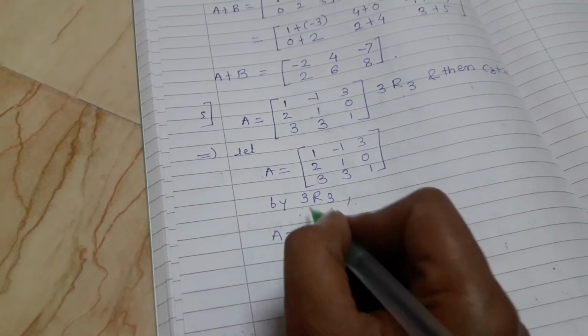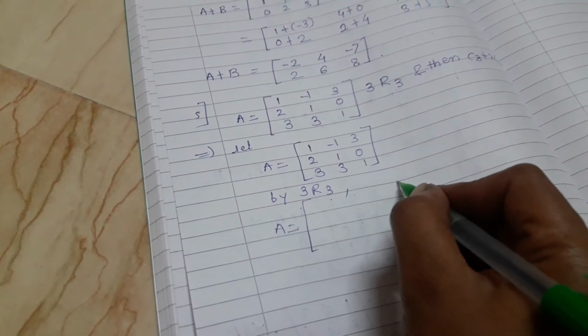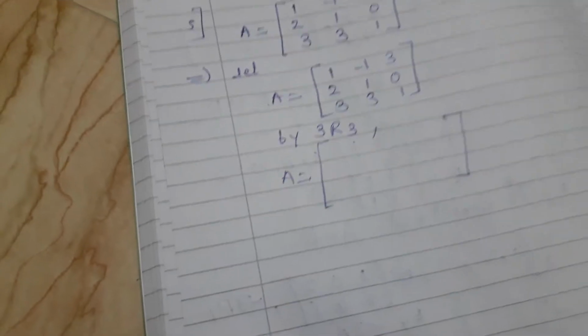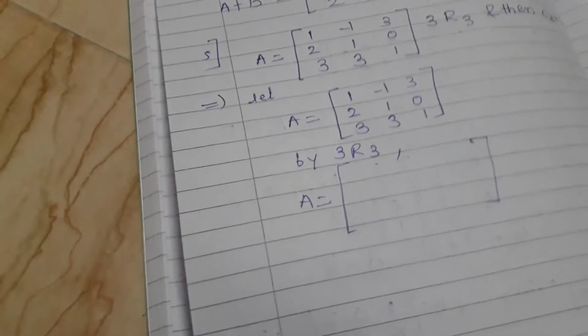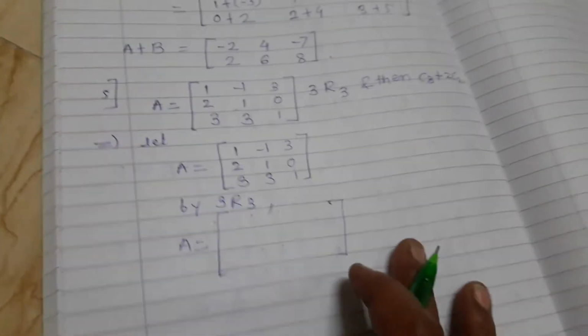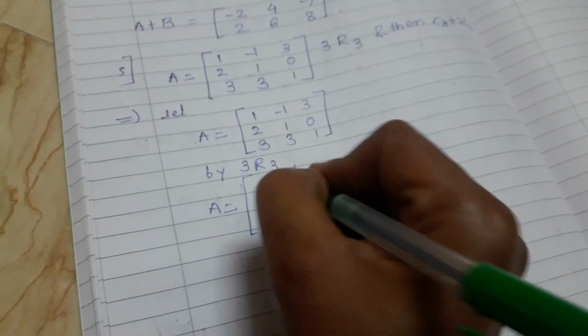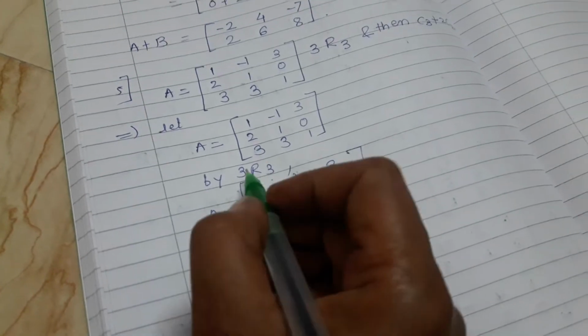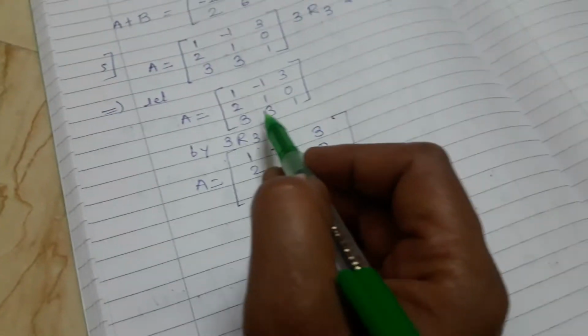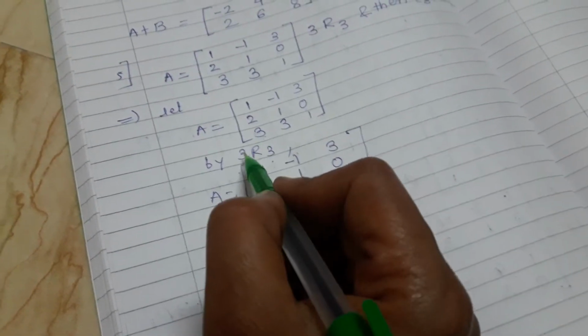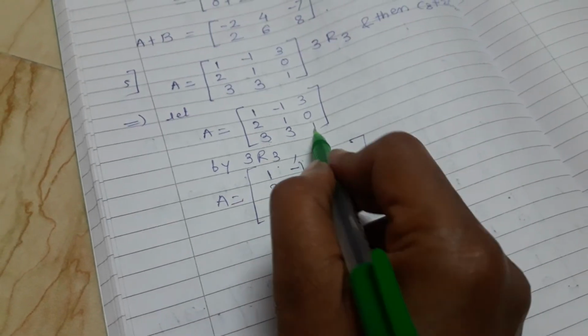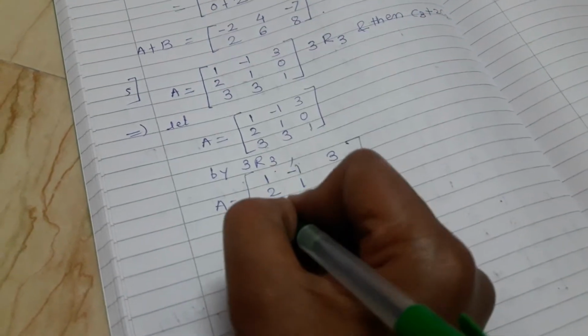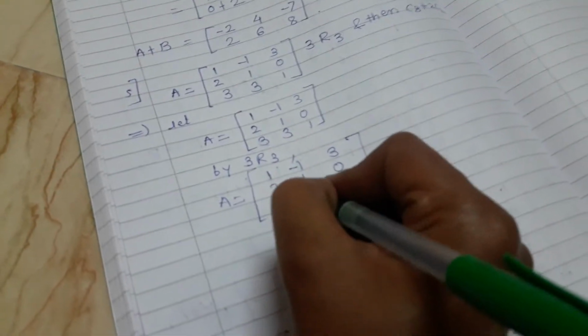Therefore A equal to, see, the operation is going to be performed on the third row, so the first row and second row we keep as it is. There will be no change in the first and second ones. Now 3 times r3 means the third row is multiplied by 3. Let me multiply each and every element of r3 by 3: 3 3s are 9, 3 3s are 9, 3 1s are 3. This is nothing but 3r3.